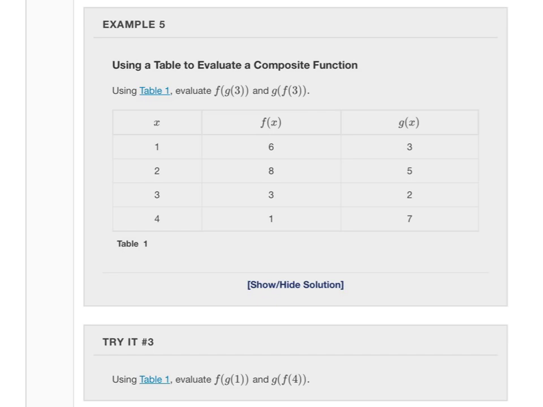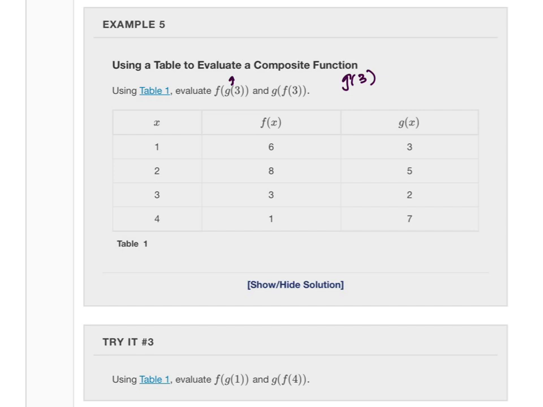Evaluate f of g of 3. Well, I want to be able to find out what is f of that number. But before I can do that, I've got to find out what is g of 3. So we work from the inside out. Start with your inside function. We're going to use our table. And the first thing I want to know is what is g of 3?